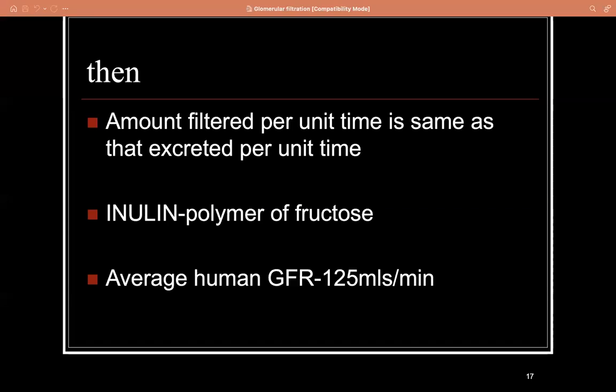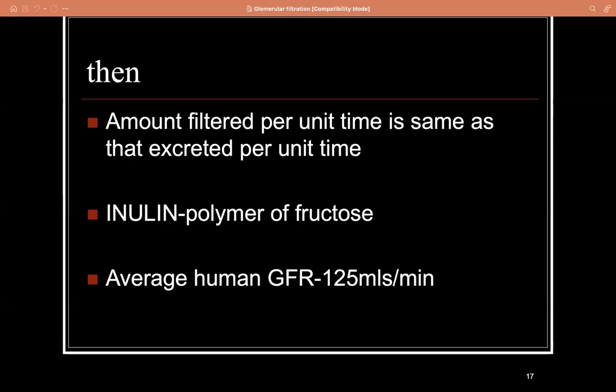What kind of molecules would you use? And of course, you must have found that the molecule must be fully filtered, wholly filtered, and not reabsorbed back into the tubules, into the system, and also not secreted into the filtrate. So it is fully filtered and it's also given fully in urine. That is a substance that you can use to measure GFR.